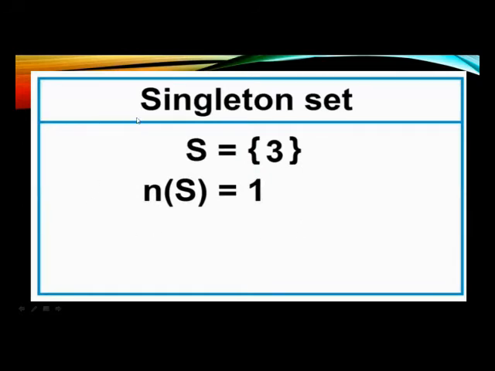The next is a singleton set. The singleton set is that in which only one element is given. So for singleton we use S, which stands for singleton, equal to, we can write any number, because according to our understanding it has only one element. If we want to show how many elements a singleton set has, we write n(S) equal to 1, because we have only one element.